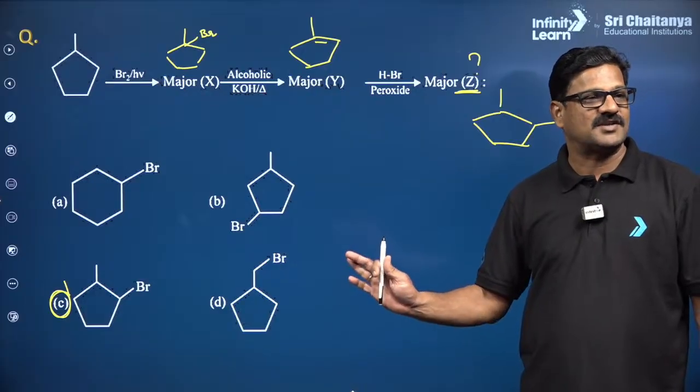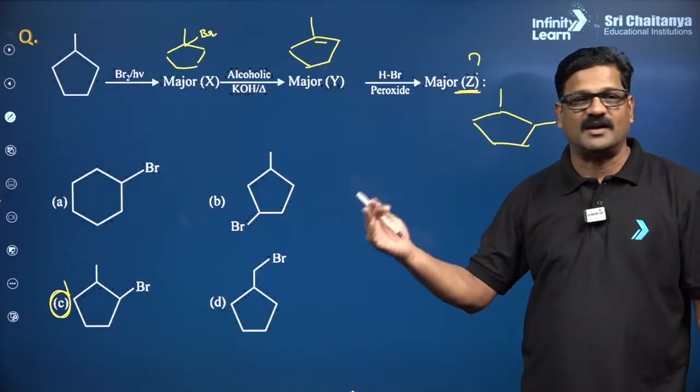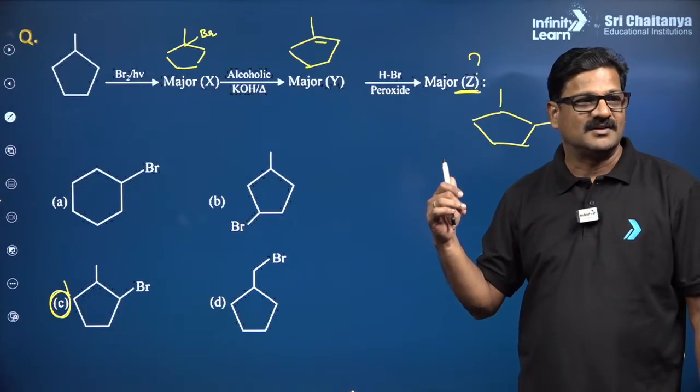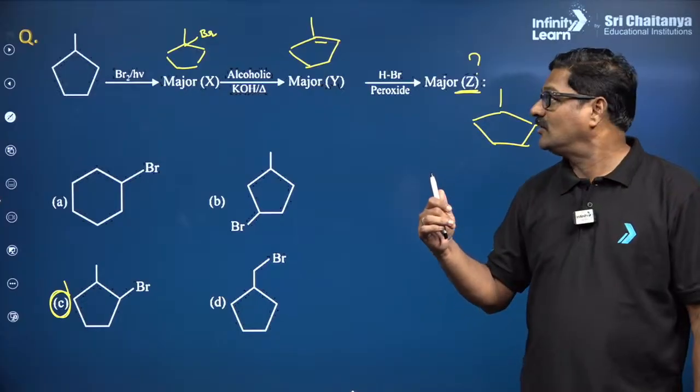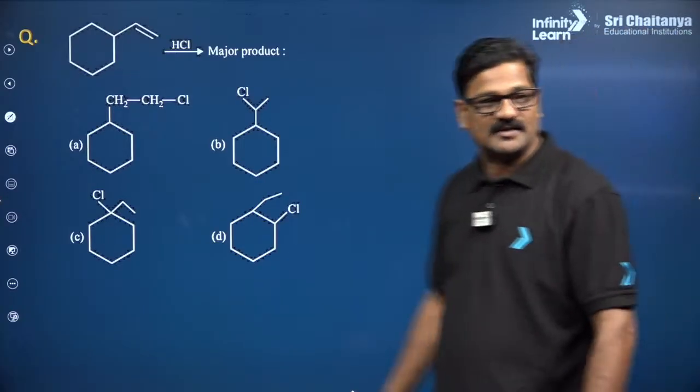Is there any glitch in the chat box? Majinbir, Maunika is not there. Abhishek Raj. Okay, come on. What could be the major product?